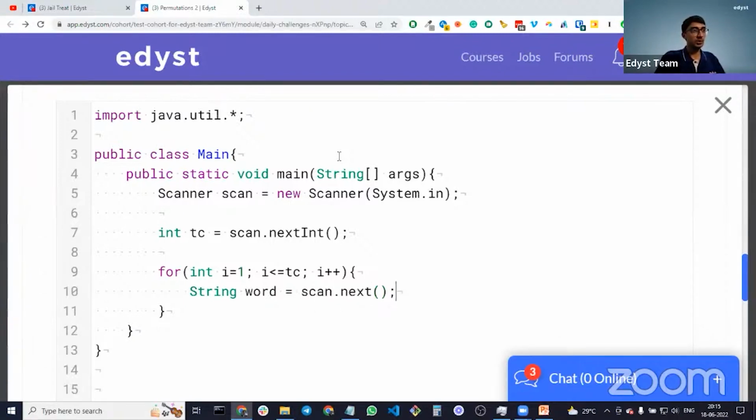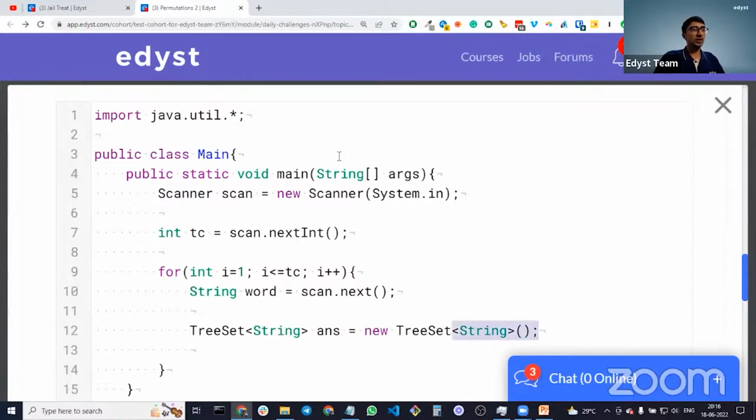String word is equal to scan.next. All right. So I got the word, and now I could use an array list here. I could use a tree set here. Tree set will automatically keep it sorted. That's the good part. Let's use a tree set here. Okay. So tree set string, let's say answer is equal to generate for this word, right? Okay.